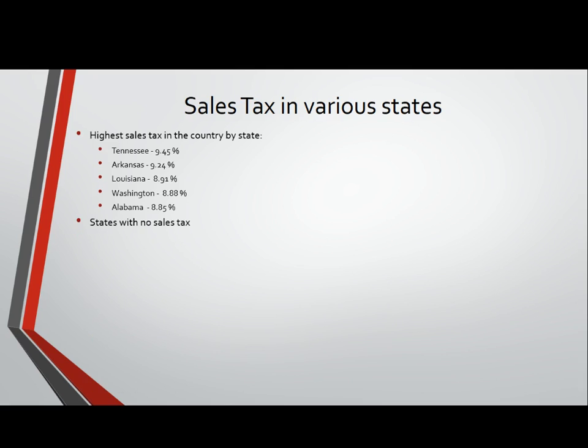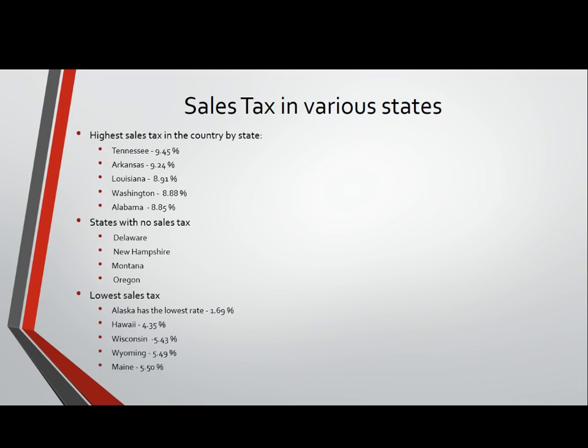There are some states with no sales tax. You may be able to guess what those are. But they are Delaware, New Hampshire, Montana, and Oregon. So if you want to move somewhere with no sales tax, there you go. The lowest sales tax, other than those four which have no sales tax, would be Alaska, only 1.69%, Hawaii, Wisconsin, and Wyoming. Oh, and Maine. So, yay, if you live in one of those states, you won't have to pay as much.